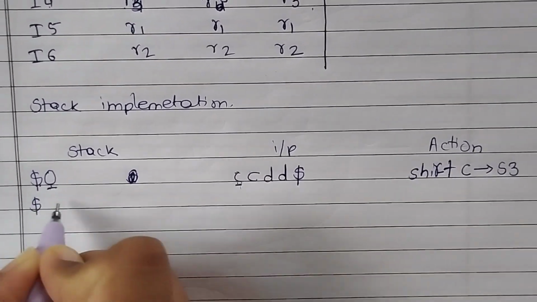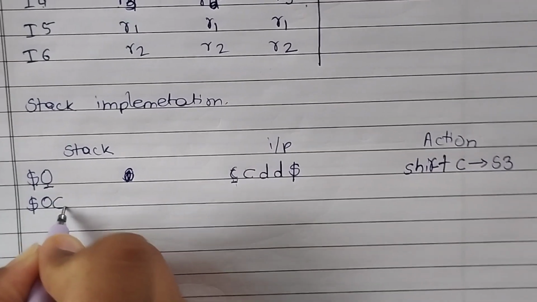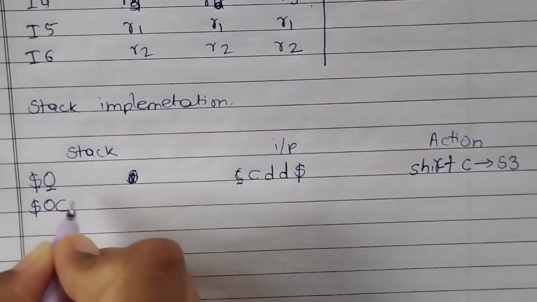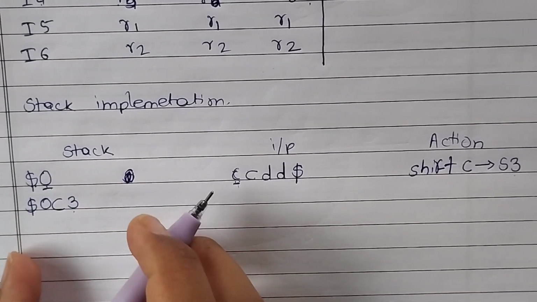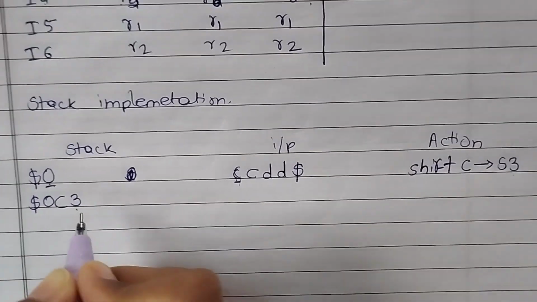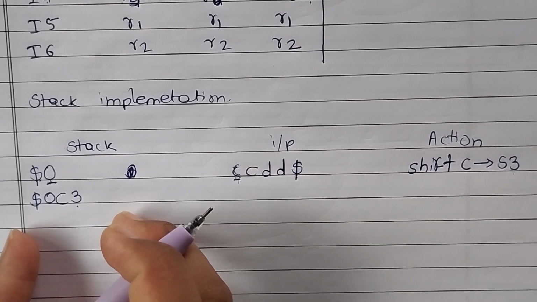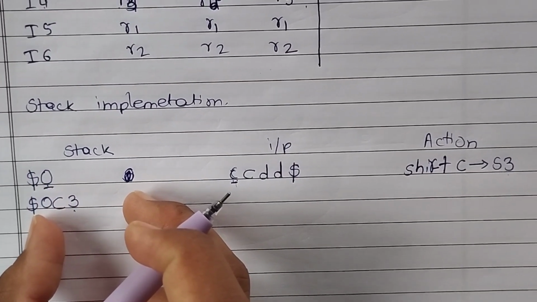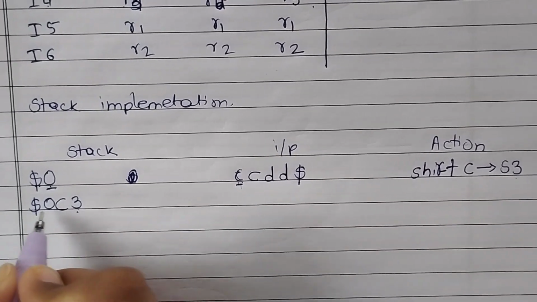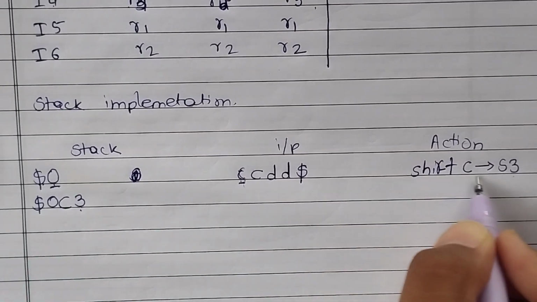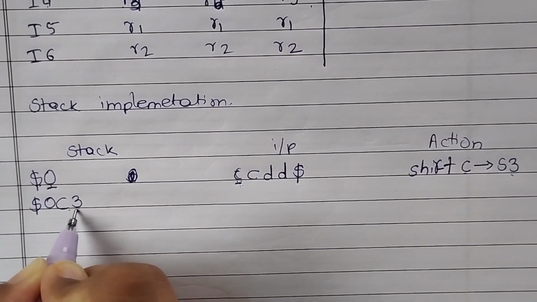So dollar 0, and now we shift this opening bracket here, and the numbering is 3. Always the stack ends with a number, in this case. For simplicity, and to check correctness, the stack in LR parsing always ends with a number. So dollar 0, now we shift this opening bracket, and the shift is 3. That's why we write 3.